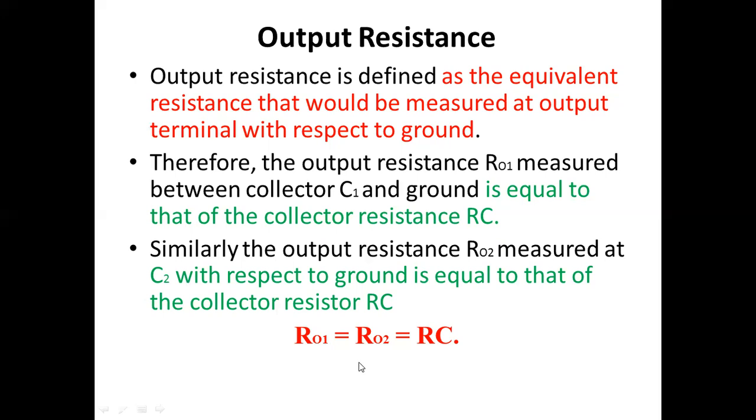We can measure the output resistance, which is available at the collector side, and that's why R01 and R02 are equal to RC. For the output, 1 is for transistor 1 and 2 is for transistor 2, and so on.